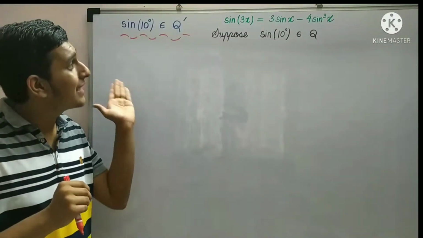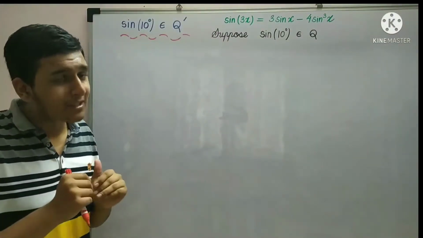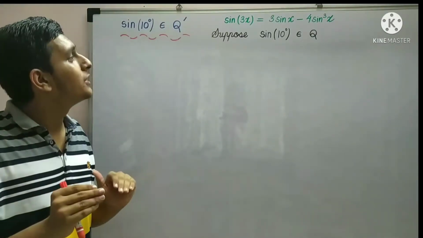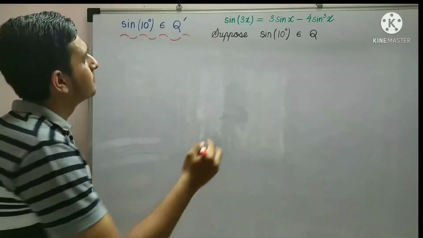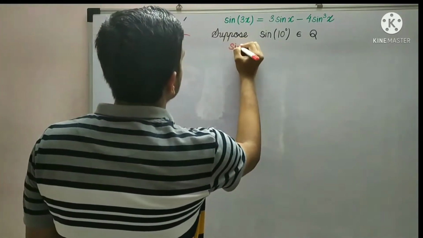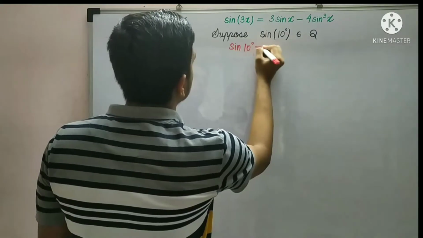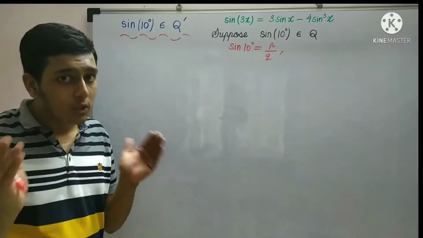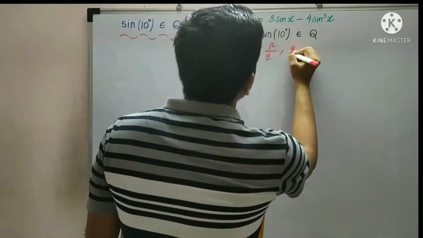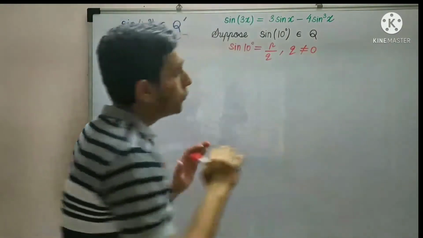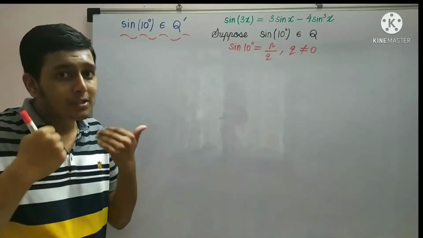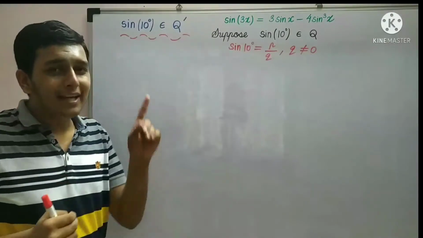So suppose sine 10 degree is a rational number. Then by definition, we can express it in the form p by q for some integers p and q. Q, as we all know, is a non-zero integer. Note that the fraction p by q is irreducible. It is in its simplest form. So the HCF of p and q is 1.